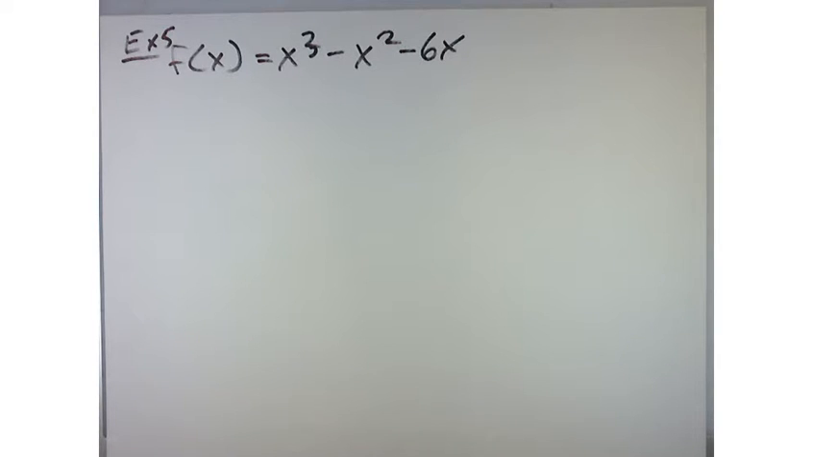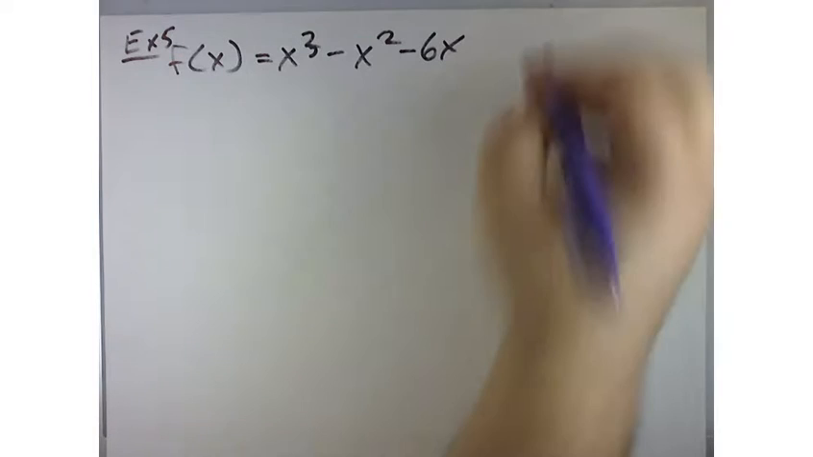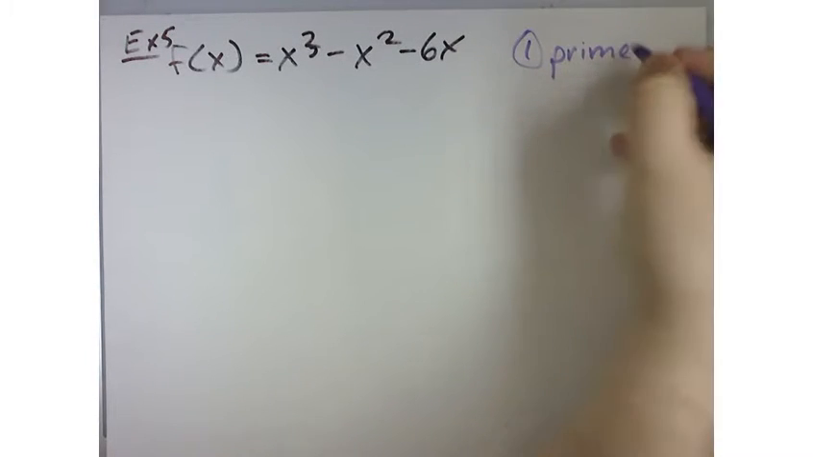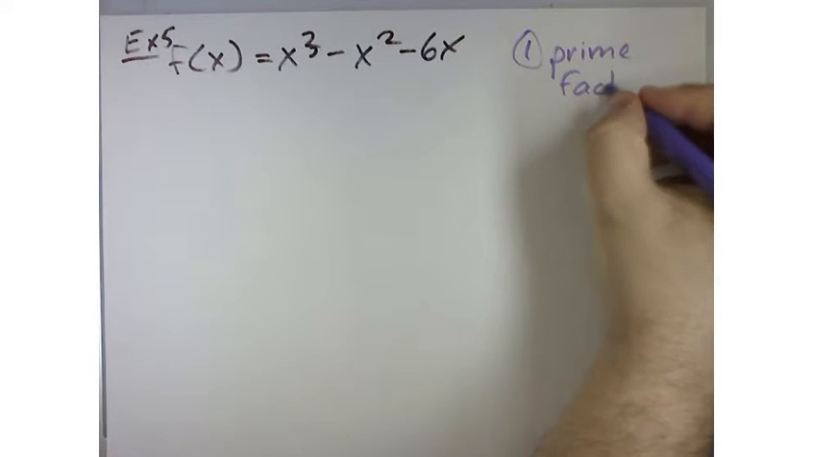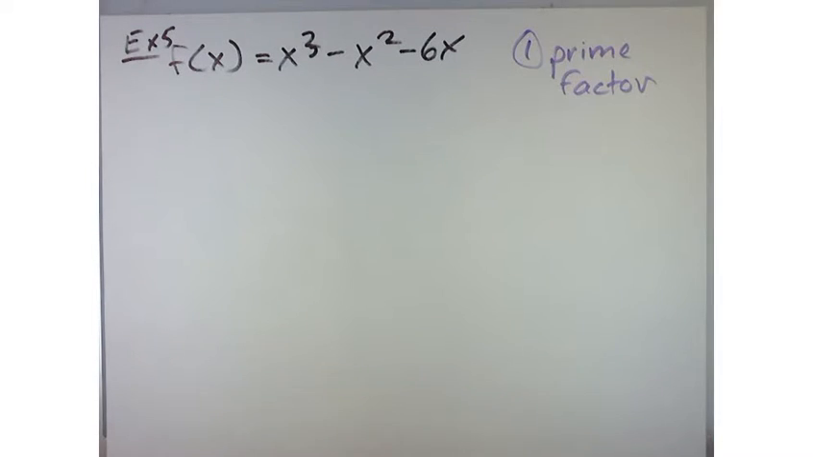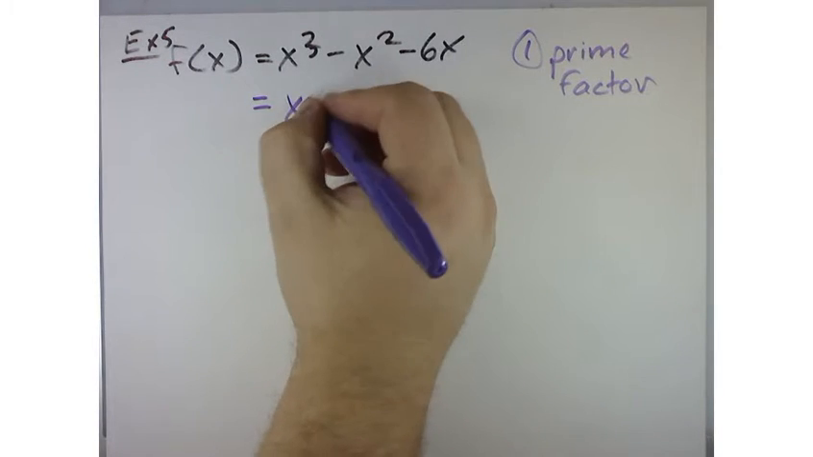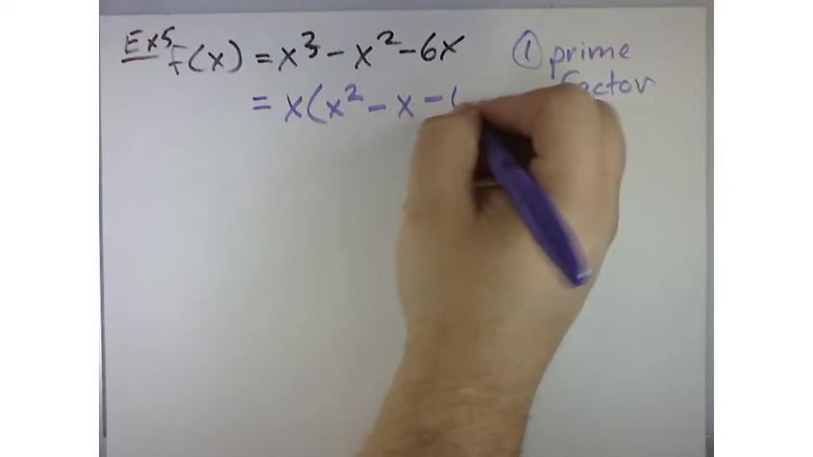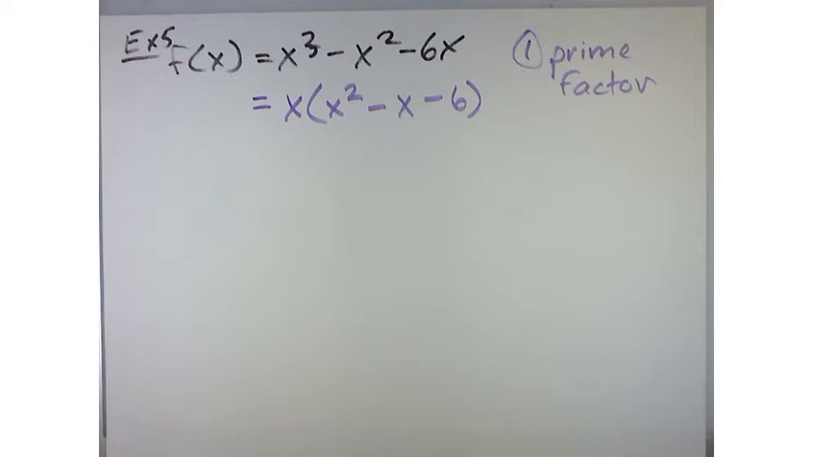So to solve this algebraically, the first thing I need to do is find the prime factorization. That means I need to factor this thing till I can't factor it any further. And so what can I factor out of all 3 terms? An x. So if I factor out an x, I get x squared minus 1x minus 6. Can I factor any more?